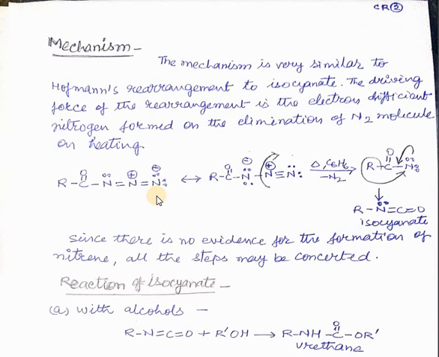The driving force for the rearrangement is the electron deficient nitrogen formed on the elimination of the nitrogen molecule on heating. On heating, the nitrogen molecule evolves, and this electron deficient nitrogen forces the alkyl group to migrate, so the isocyanate is obtained. So this is the mechanism of this reaction. Since there is no evidence for the formation of the nitrene, all the steps may be concerted.